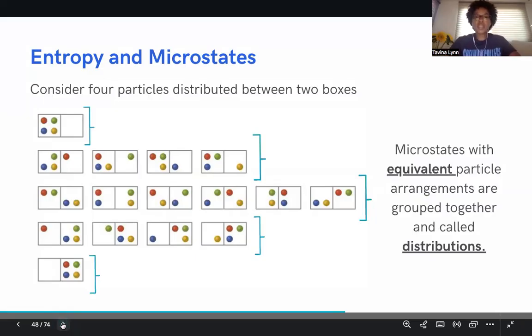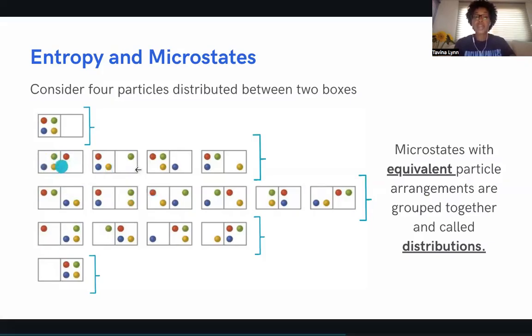So each of these ways in which they have the same distribution, or the same arrangement between the two boxes, are called distributions. So microstates with equivalent particle arrangements, meaning in this example each of these have 3 in the left and 1 in the right. That would be what we consider an equivalent particle arrangement. They're grouped together, and we call this grouping a distribution. So we have 5 distributions here.